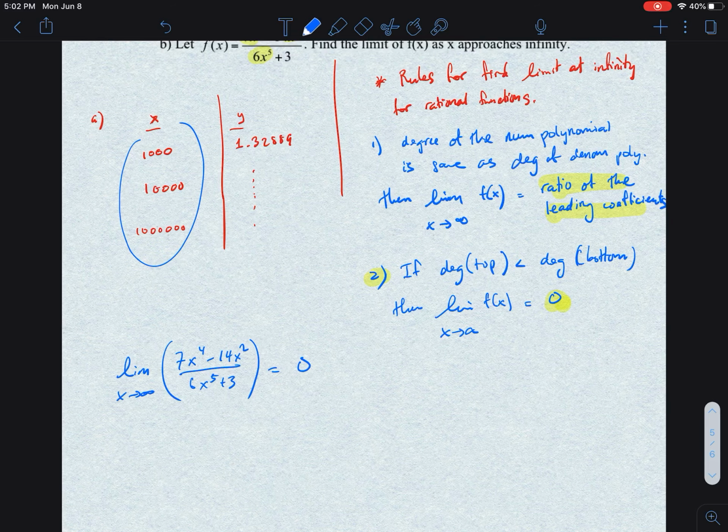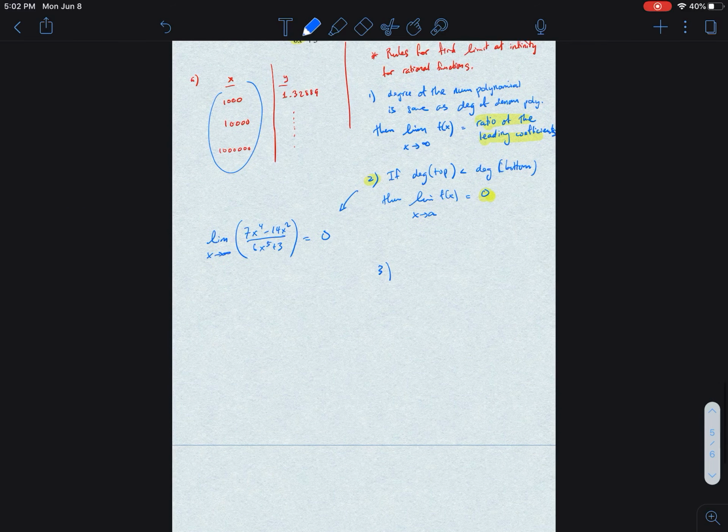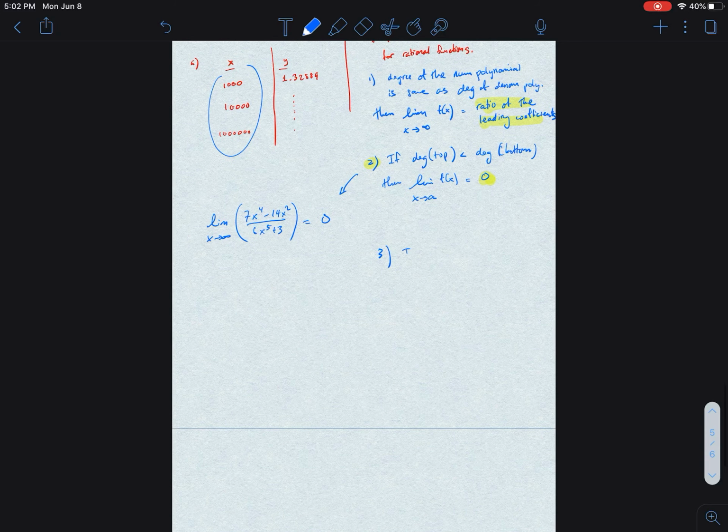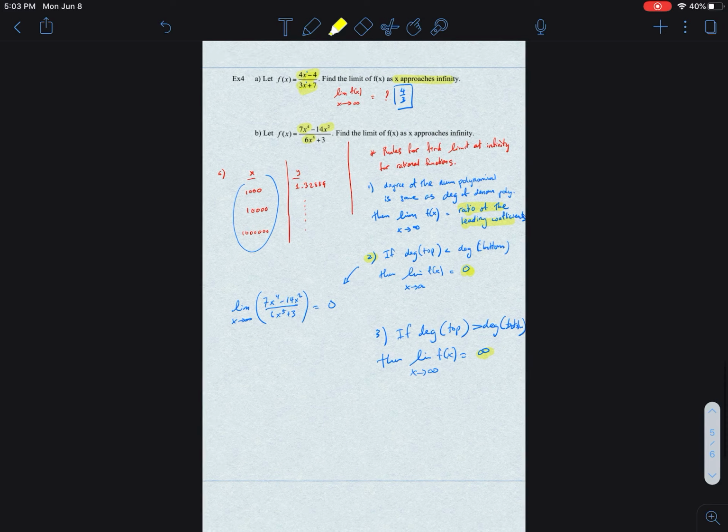Okay, so there's one more rule, and you kind of guessed already the last one. If the degree of the top is greater than the degree of the bottom, then the limit of the rational function is going to be infinity. I'll let you work that out in the homework.